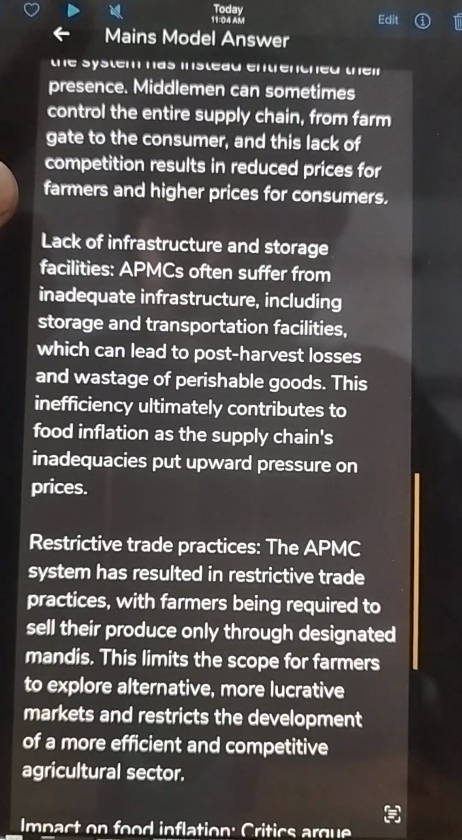And restrictive trade practices. The APMC system has resulted in restrictive trade practices, with farmers being required to sell their produce only through designated mandis. This limits the scope for farmers to explore alternative, more lucrative markets and restricts the development of a more efficient and competitive agriculture sector.